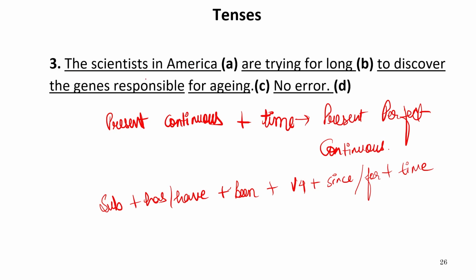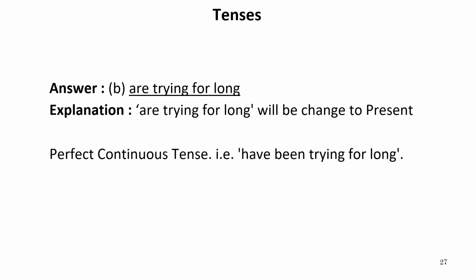Now this sentence can be written like this: scientists in America have been trying for long, because here "for long" shows the time duration, that maybe they are doing this task, or they are trying for some years. They have been trying for some years. Therefore, the sentence should be written in present perfect continuous tense. So here "are trying for long" will be changed to present perfect continuous tense, that is "have been trying for long".